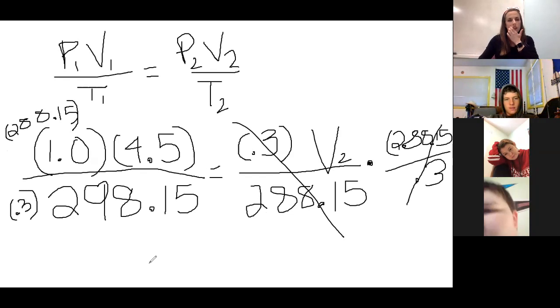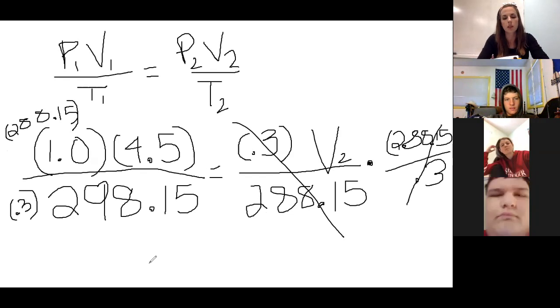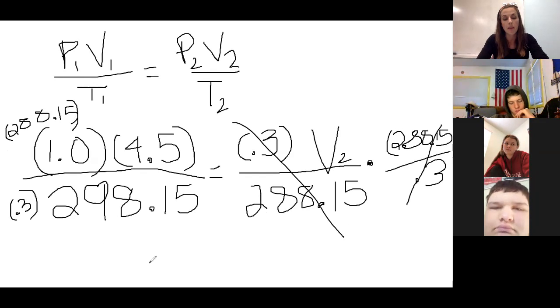Okay, so then I'm going to plug it in my calculator, which means I'm going to do 288.15 times 1 times 4.5, all of that divided by, and make sure you use parentheses, 0.3 times 298.15. And you should get 14.49.